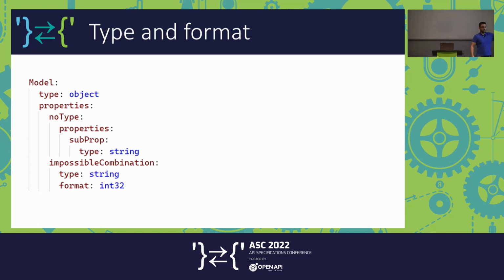I can say type string, format int32. What am I supposed to do with that, right? Is it an int? Is it a string? And nothing in the spec prescribes what to do with it, or there is no validation rule for that, and it makes work for generators much harder.